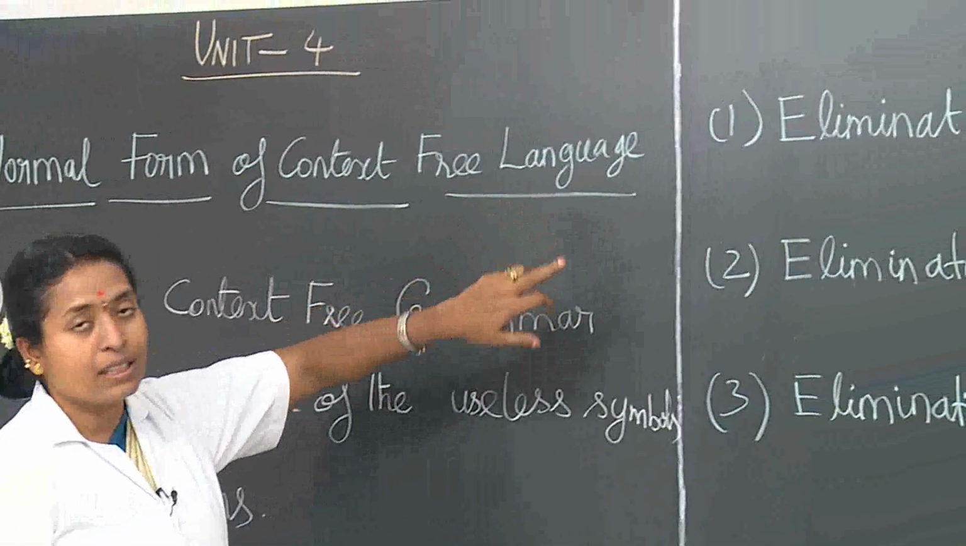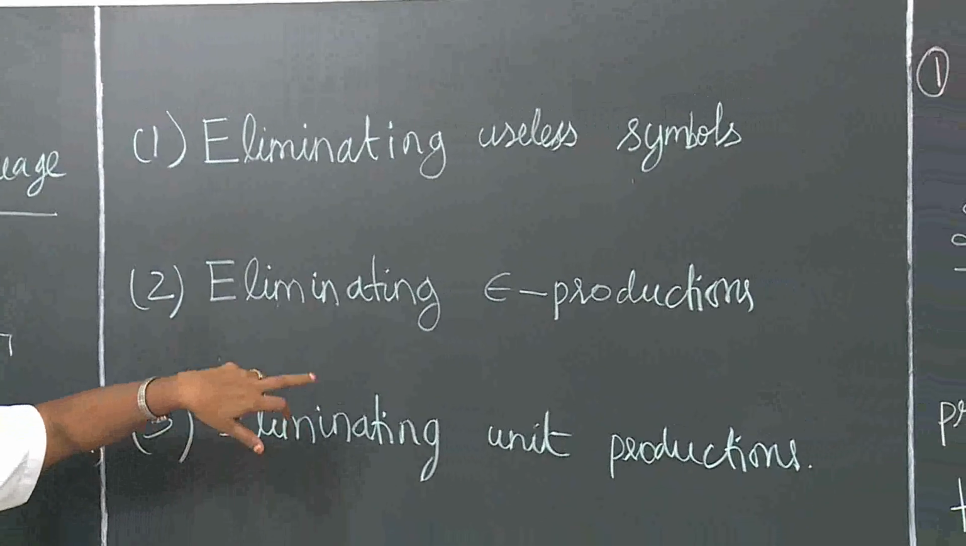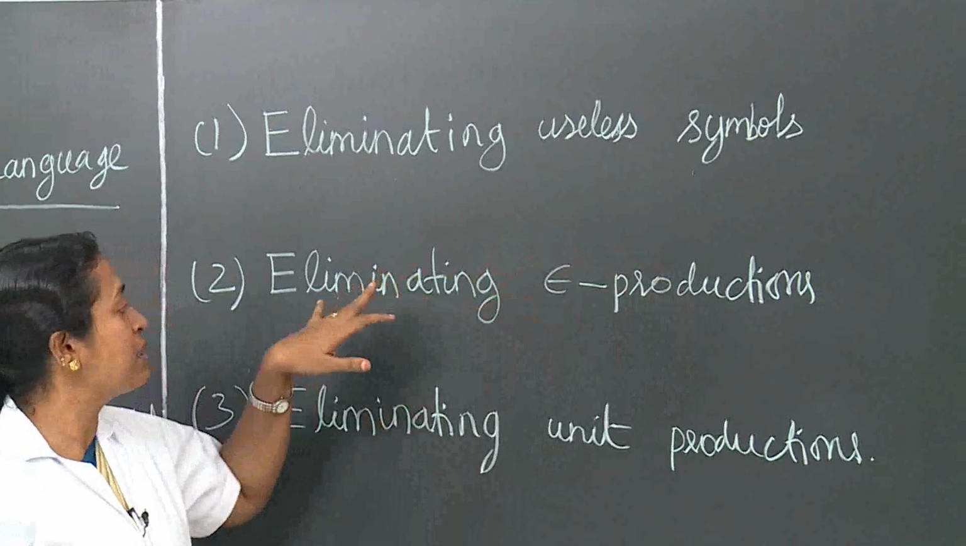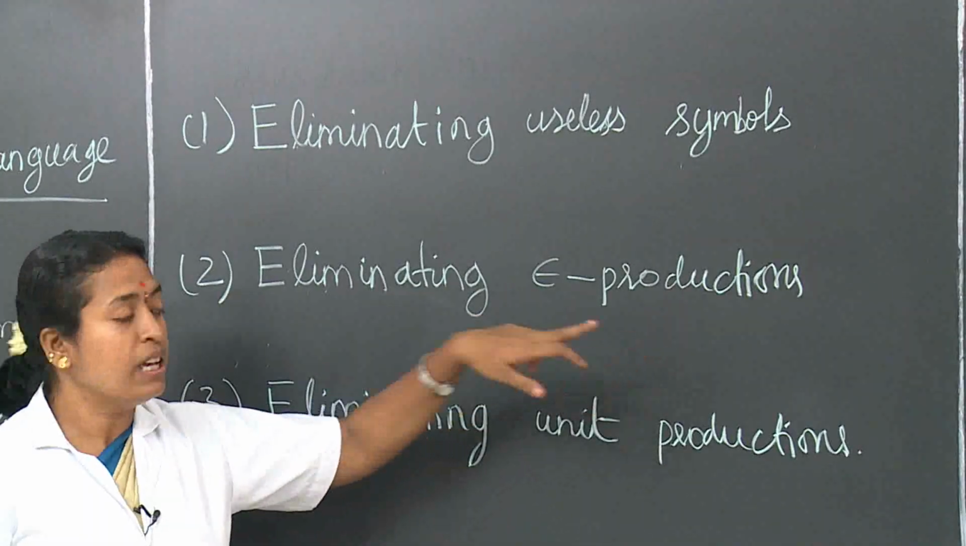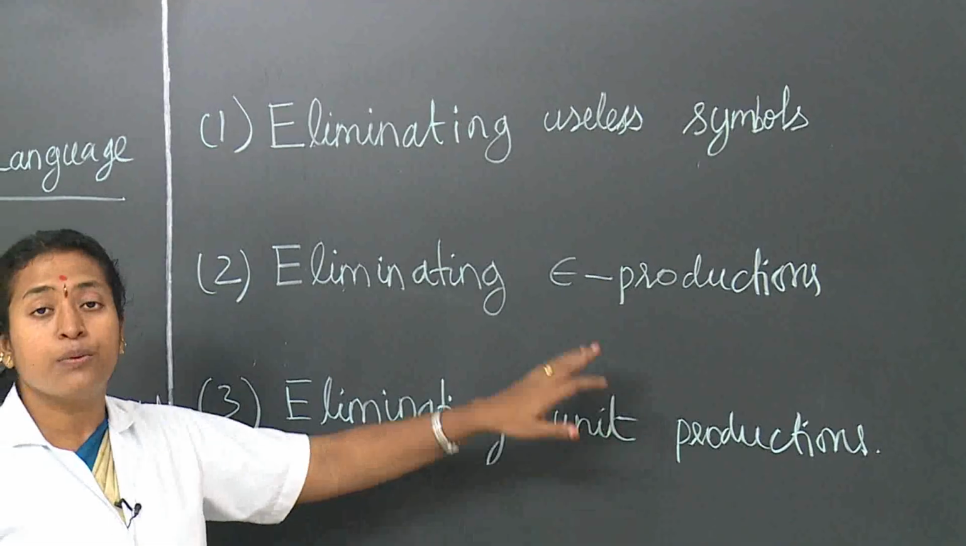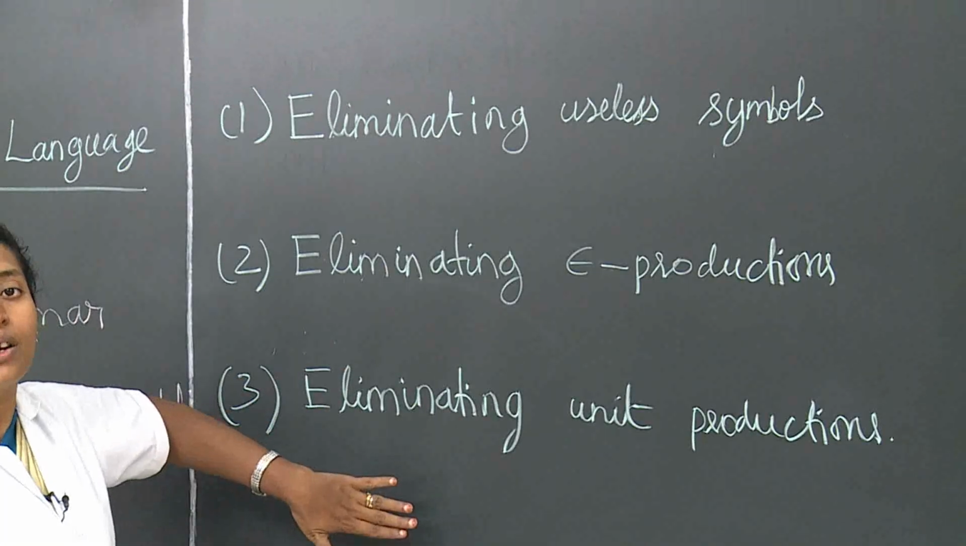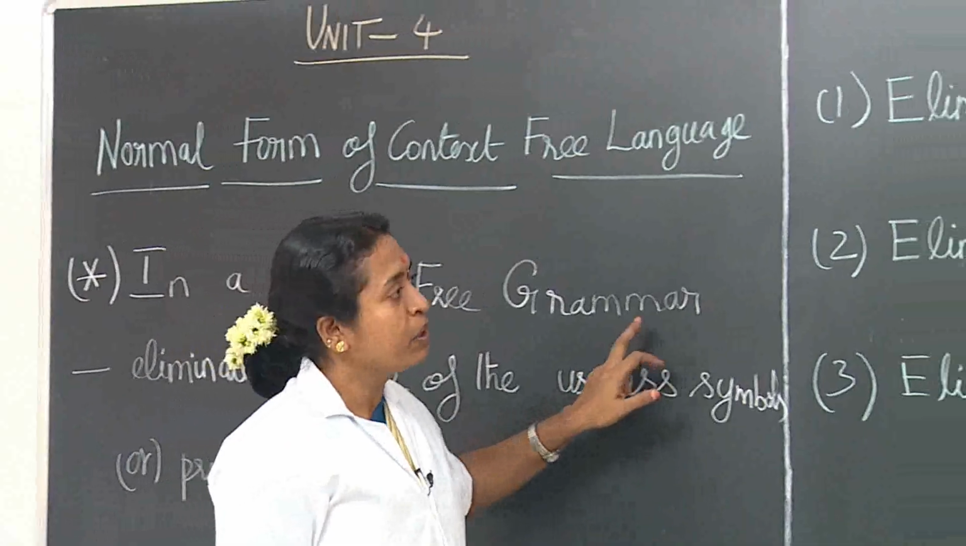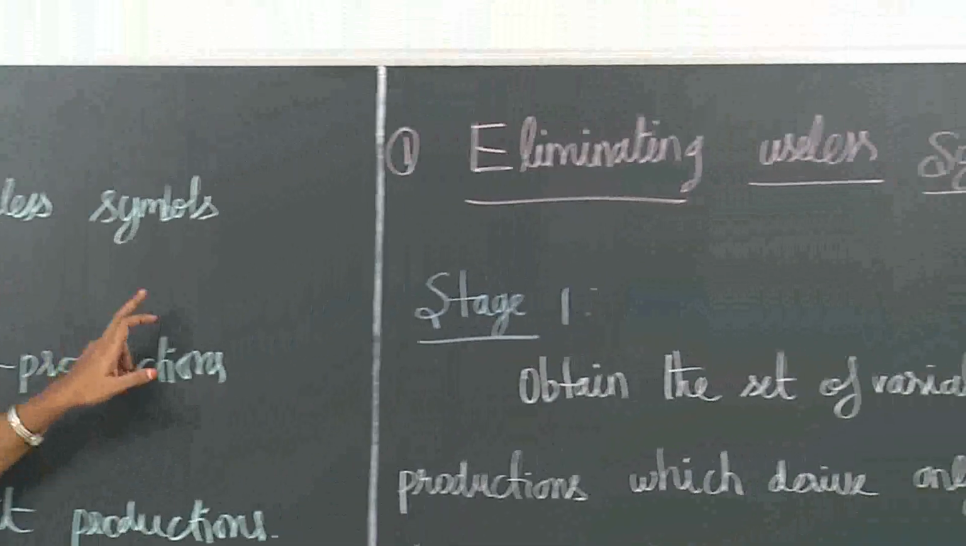We can see the three things which we have to eliminate from the context-free grammar. The first is that we have to eliminate useless symbols. Next we have to eliminate epsilon productions. Next we have to eliminate unit productions. If you eliminate all these, the context-free grammar will be in normal form. Okay, we can see how to eliminate the useless symbols.